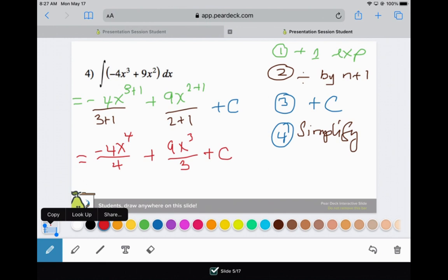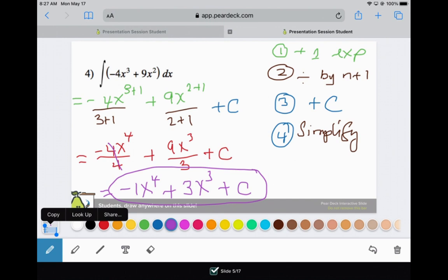Yes, we're going to cancel. You should be able to cancel out some of the numbers in the fraction. So negative 4 over 4, that cancels out, so negative 1x to the 4th power. 9 divided by 3 is 3x to the 3rd, and then plus c. So this is the antiderivative.